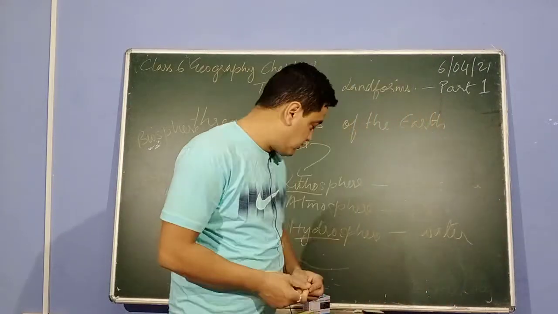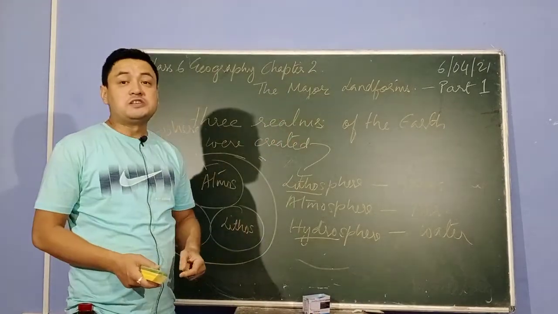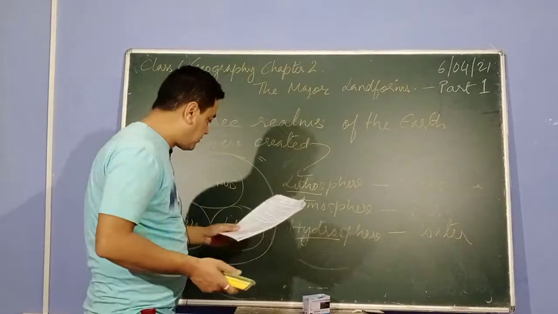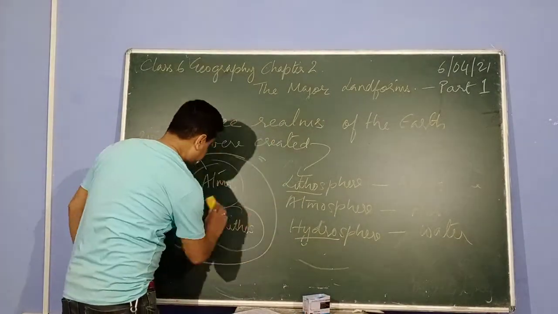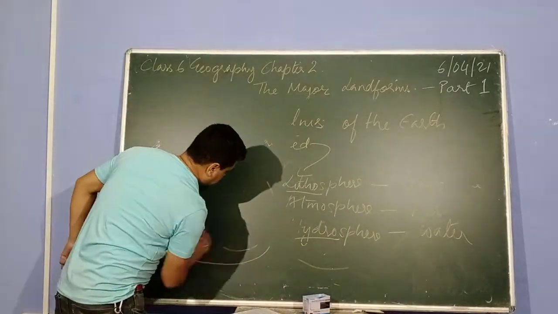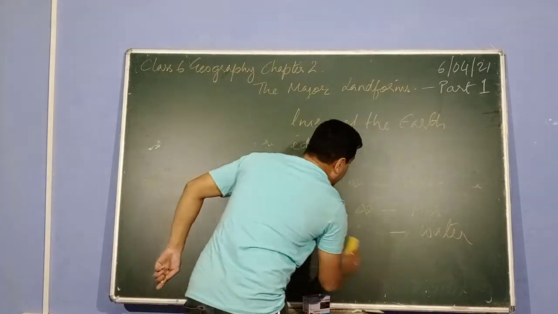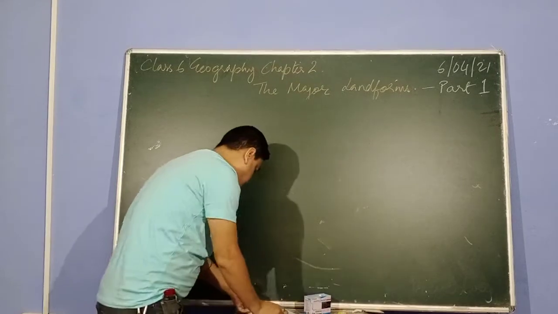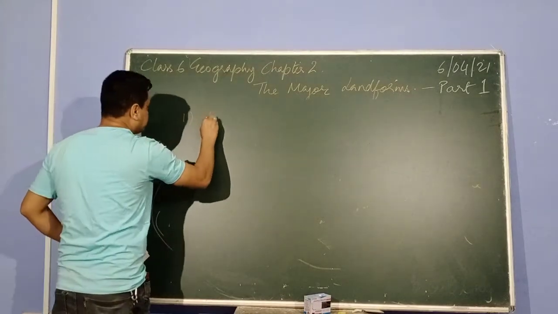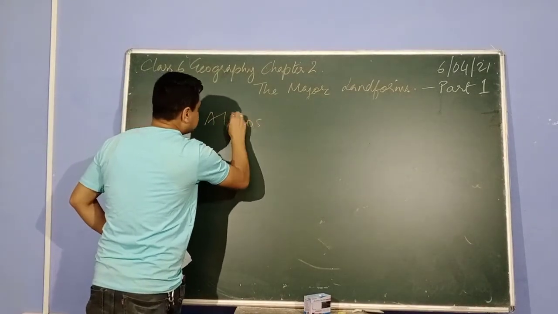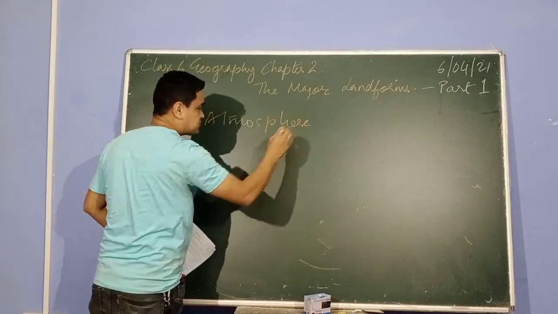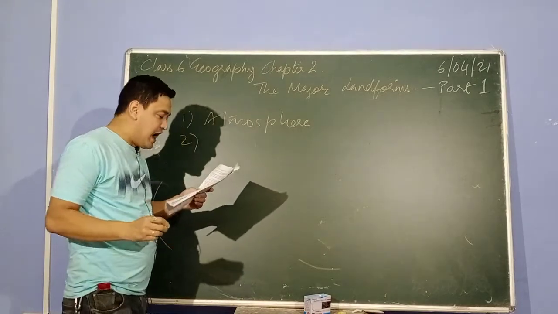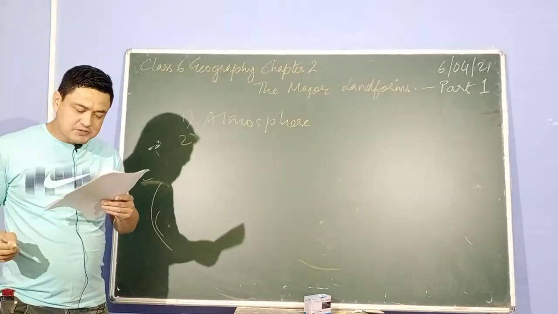The second thing which is very important after atmosphere is known as hydrosphere. After atmosphere we are learning about hydrosphere. So the first one is atmosphere. The atmosphere contains life-giving gases which help us to live on this planet. The second we are studying is known as hydrosphere.